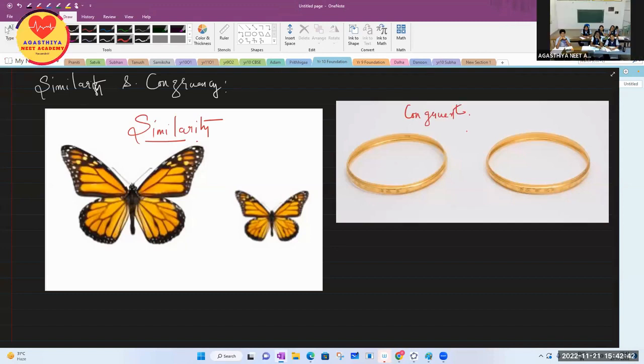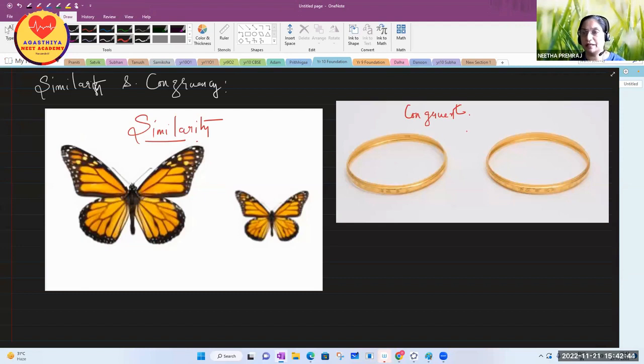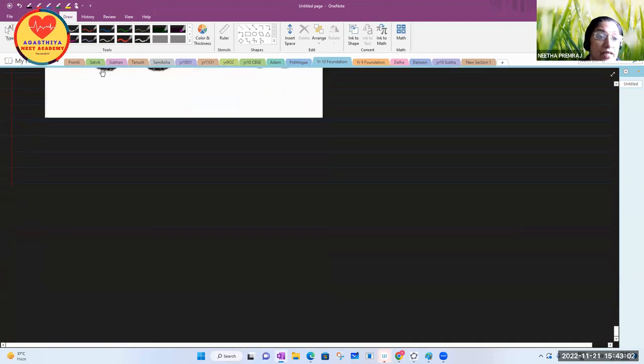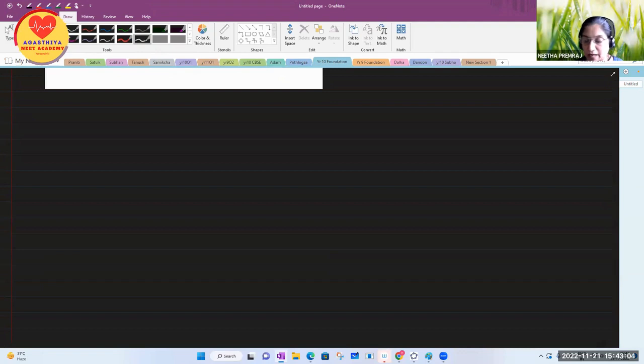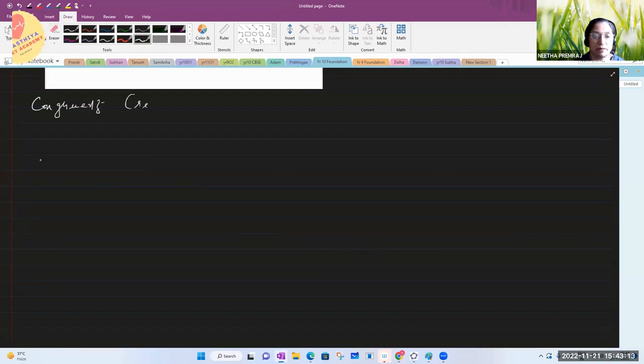But on seeing real life figures, we can easily say this is similar, this is congruent, like that. But in the case of triangles, we have certain criteria to decide whether they are congruent or similar. Tell me what are the similarity criteria? Congruency criteria you would have studied in 9th standard. First, we will discuss congruency, then we will come to similarity. Criteria, tell me.